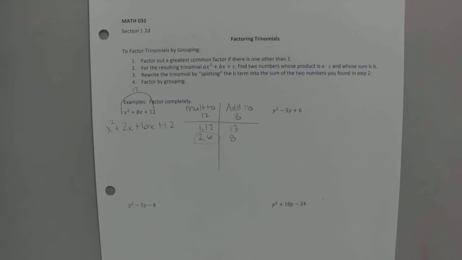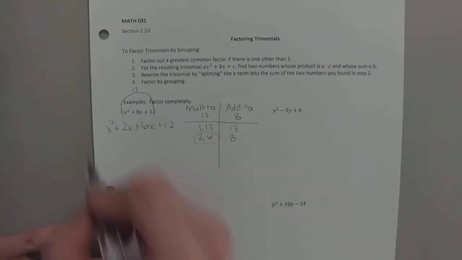Have we changed that 8x? Have we changed the size of 8x at all? No. What's 2x plus 6x? 8x, right? So it's the same middle term, but what I've done is I've broken it up in a way that now we have 4 terms, and we can do factor by grouping, which we just did in our last lesson.